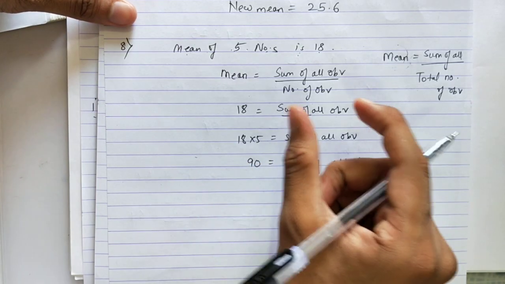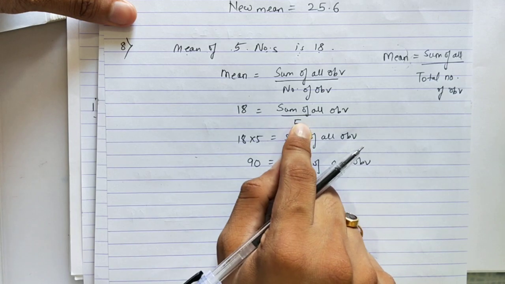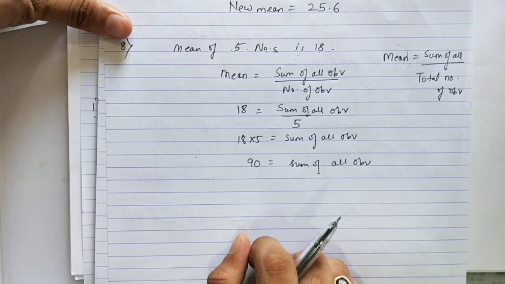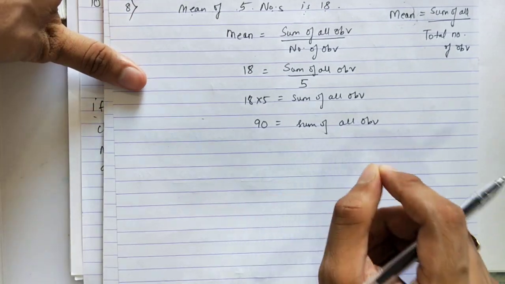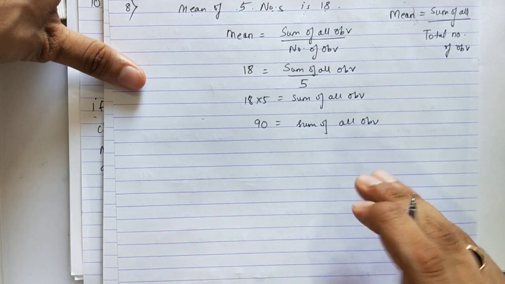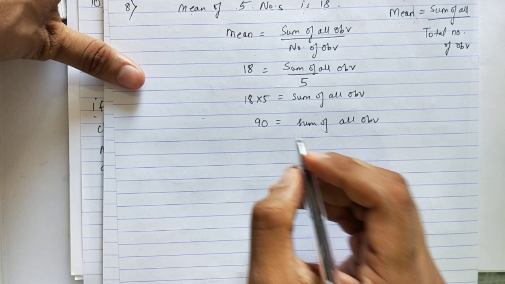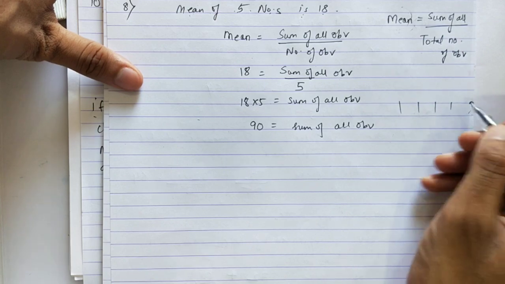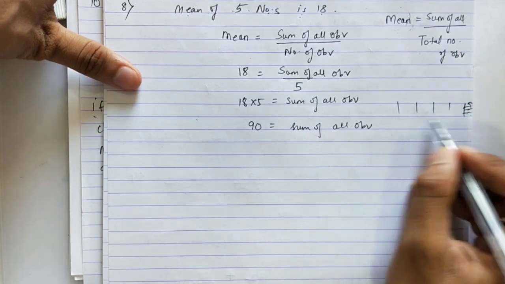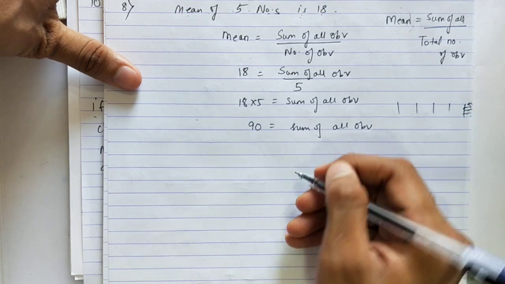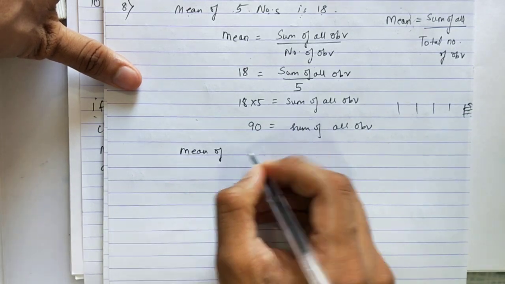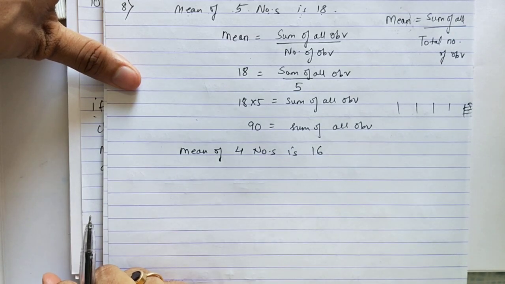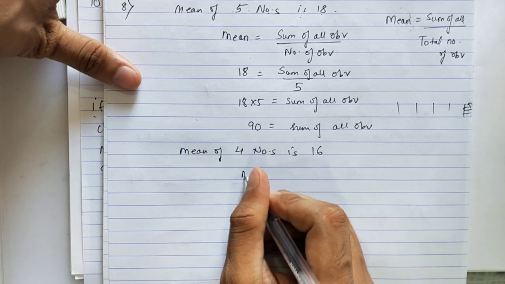Okay, 90 means 90 is the total. When you multiply the mean with number of observations, you get the total value, that is sum of all observations. Now let's see what is asked. If one number is excluded, the mean of the remaining 4 numbers is 16. There were 5 numbers. If one number is removed, the mean of remaining 4 numbers becomes 16. So that means mean of 4 numbers is 16.